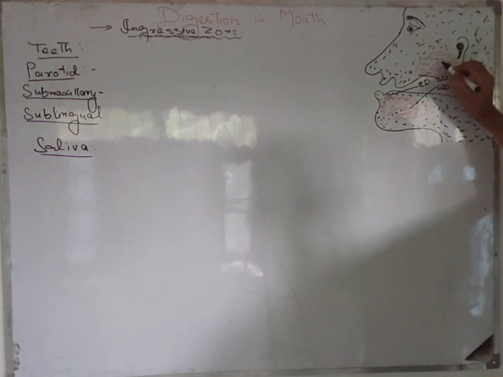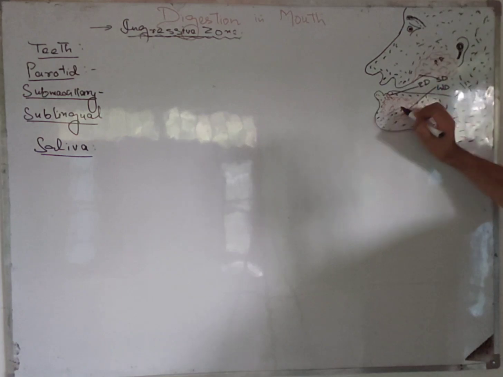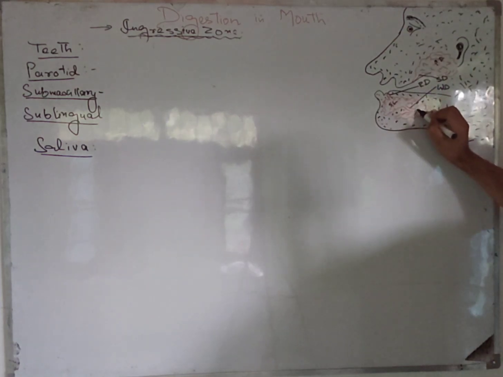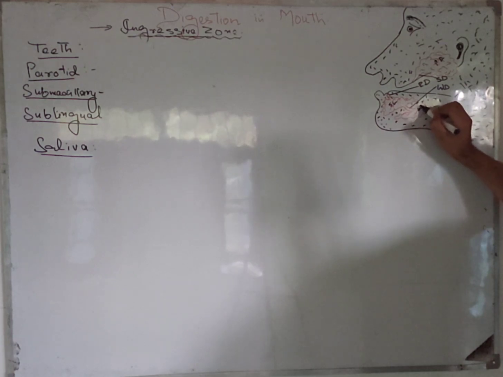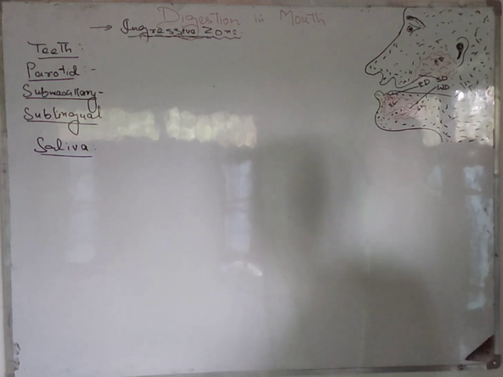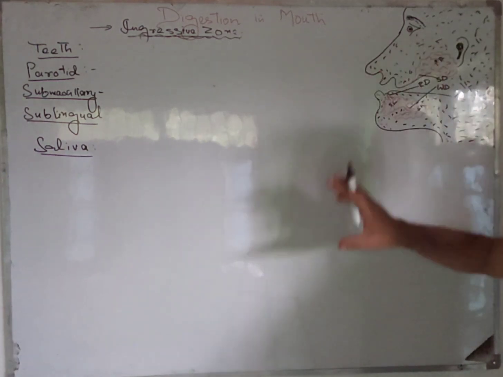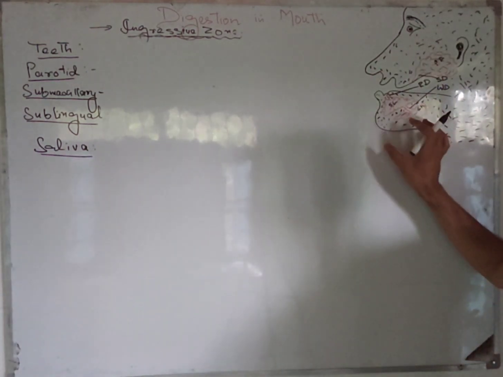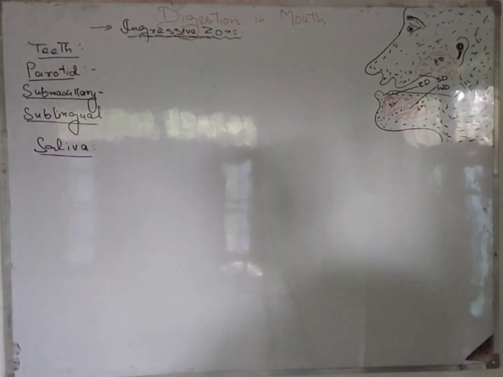So let me write down here: it is the parotid gland, PD; here it is the sublingual gland; and here it is the submaxillary gland. Actually they are present towards the peripheral sides of our buccal cavity, but on the two-dimensional board we can make the diagram only like this.